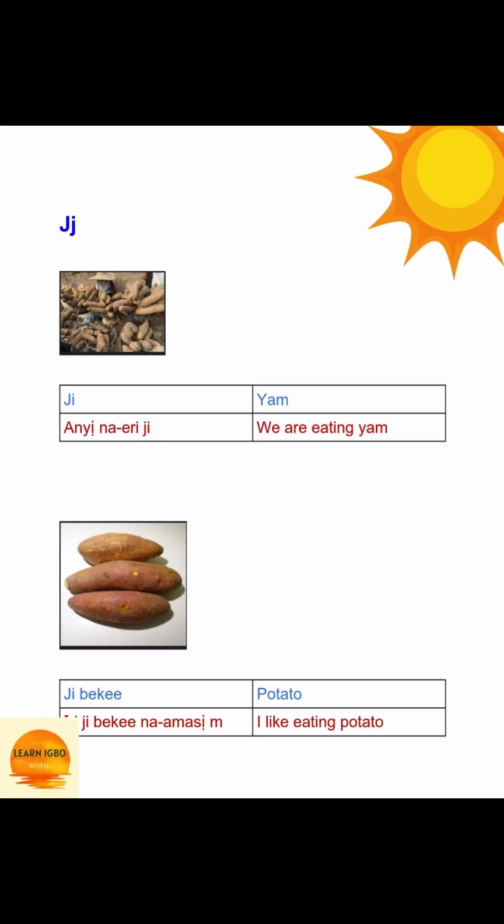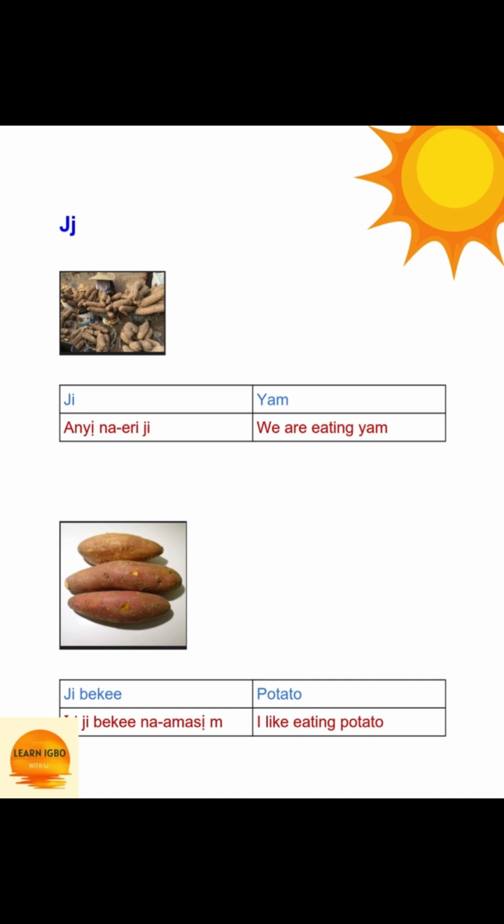All right. Welcome back to Learn Igbo with IJ. Today we'll be talking about the letter J in the Igbo alphabet. In the English alphabet, this is the letter J. In Igbo, this is J. Example, ji, yam.